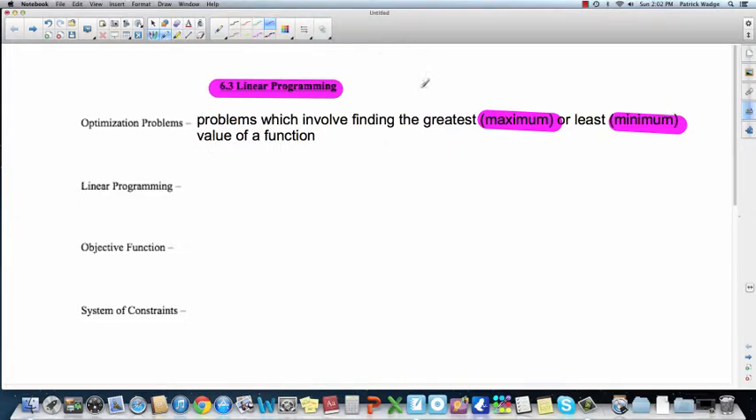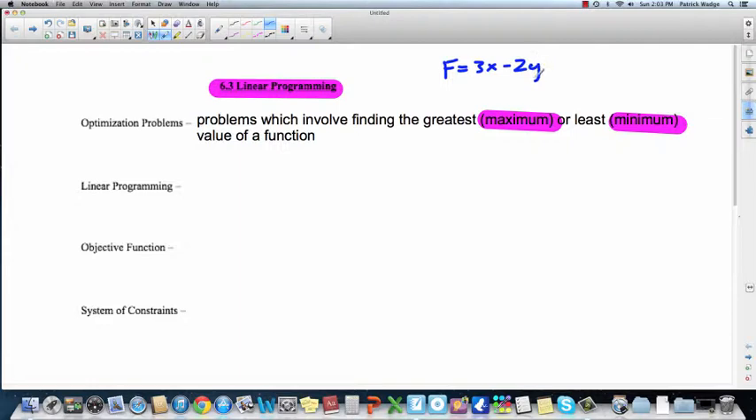So a function, as you know, could be something like f equals 3x minus 2y. And what these questions involve is, what would make this f amount as big as possible? What value of x and what value of y would make this f value as big as possible? Probably what you'd have to do in this case is make the x really, really big and make the y really, really small.